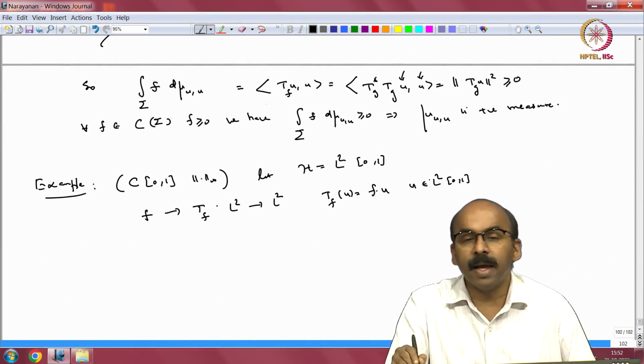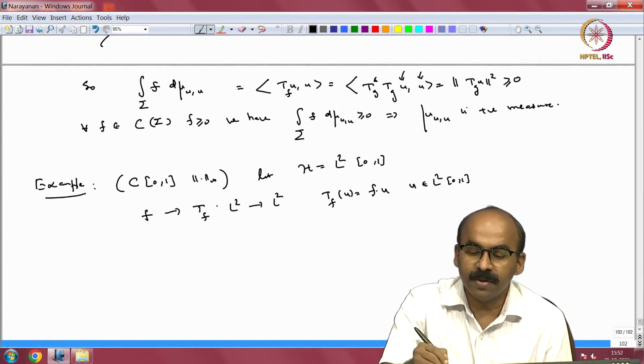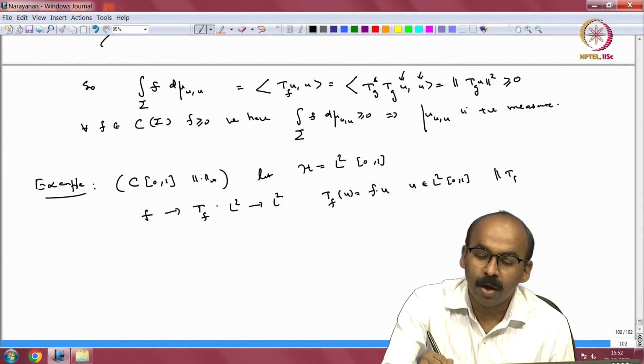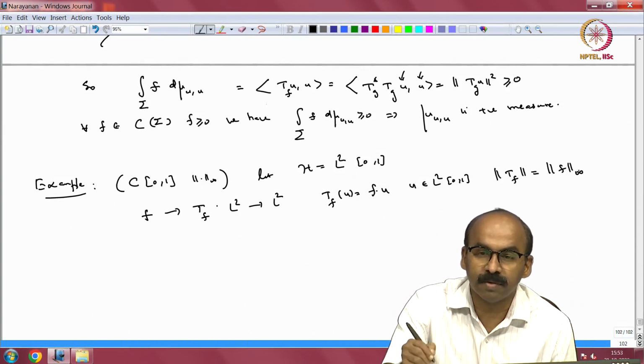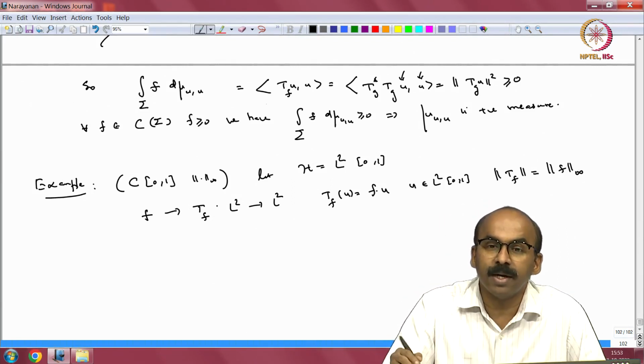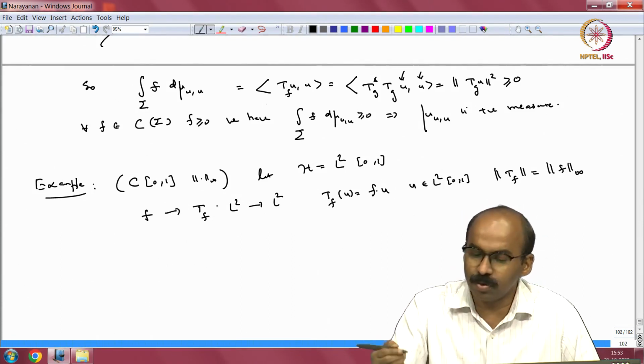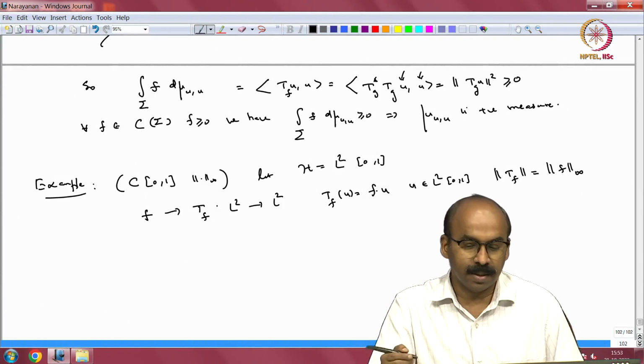So, if I multiply by f on L2[0,1], then the operator norm of T sub f is the same as the norm of f, right. We know this: if I multiply by some function, the operator norm of that multiplication operator is equal to the norm of that function you are multiplying with, as long as you are on a sigma finite measure space and things like that.